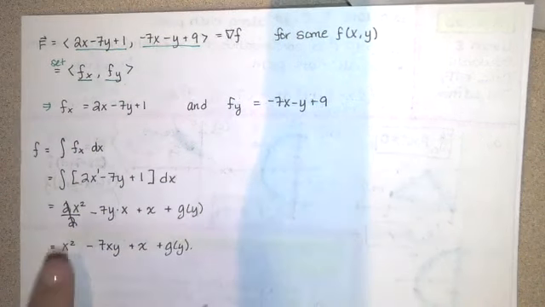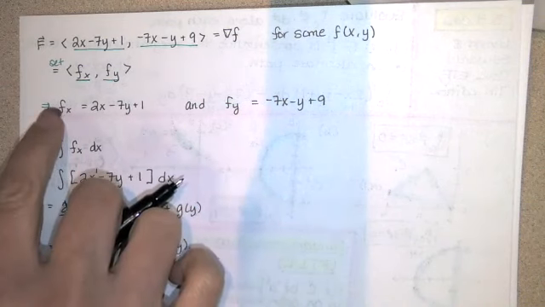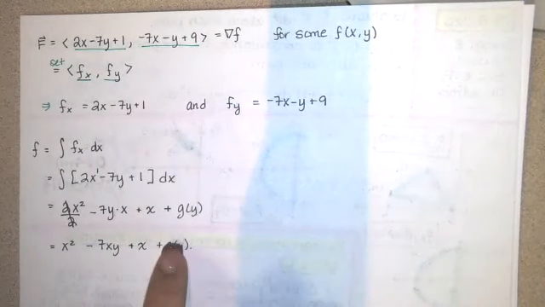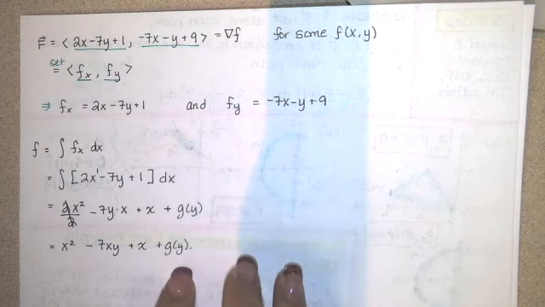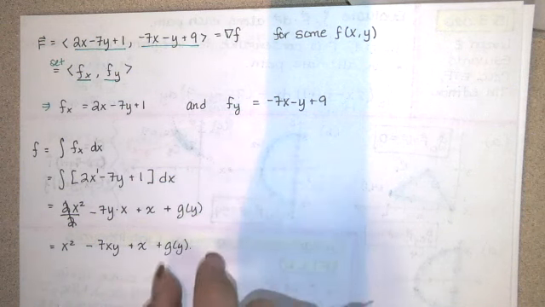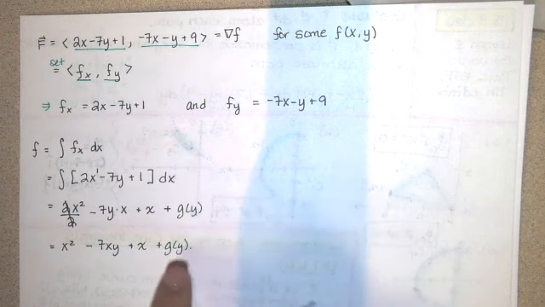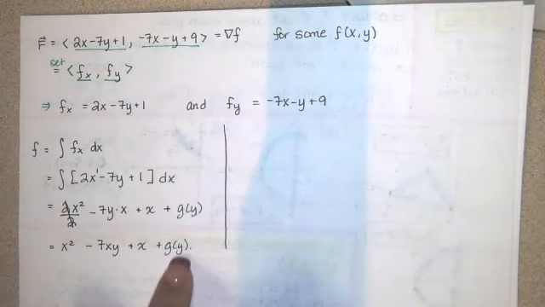And if you're not sure about that g of y, remember what we're doing. We're undoing this differentiation, partial differentiation with respect to x. If I take the derivative of this with respect to x, I'll get 2x here. I'll get negative 7y here, plus 1. And the derivative of any function of y would be 0. So that's why it's constant with respect to x. We need a function of y here because any function of y would be constant with respect to x and it would have a derivative of 0. So we know that f is equal to this. I just need to figure out what g of y is.